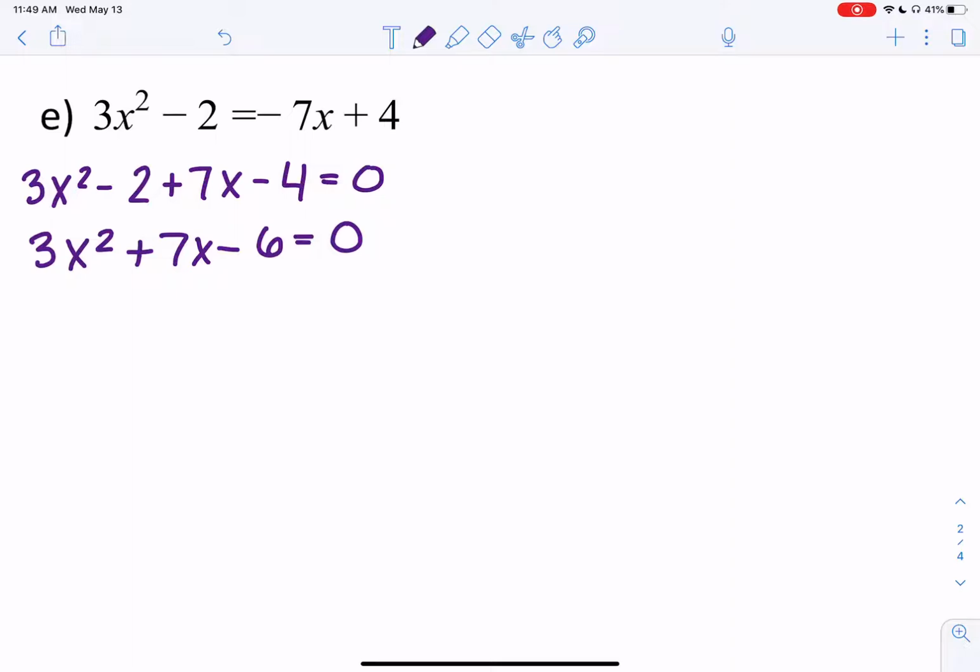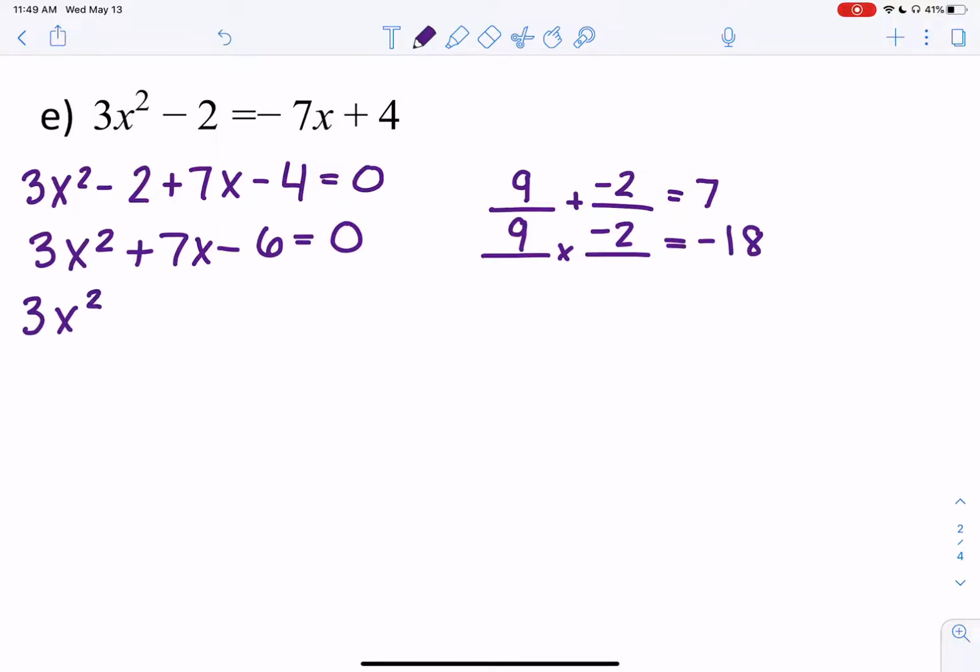So I first look to see if there's anything I can common factor, and in this case, there is not. So now I'm going to find 2 numbers that add to my middle number, which is 7, and 2 numbers that multiply to 3 times negative 6, which is negative 18. Those 2 numbers will be 9 and negative 2. Because they add to 7, instead of writing 7x here, I can do plus 9x and minus 2x. And now I can factor by grouping.